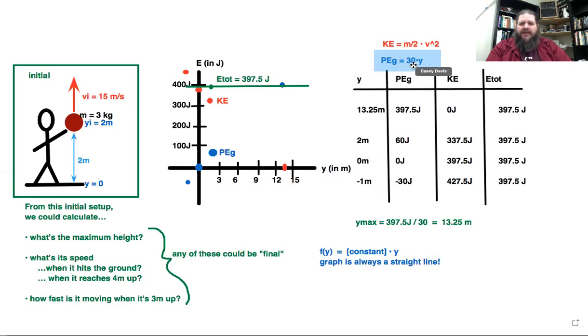And what does the 30 tell you about that line? What does that constant multiplier tell you about the shape of the line? Exactly, that's the slope. So potential energy of gravity will be a straight line with slope 30 through the origin. So that is our graph.